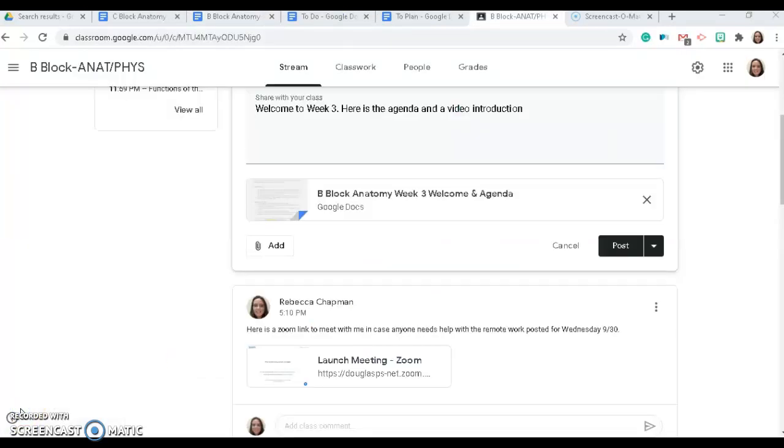The last thing I want to point out is yesterday I created a Zoom link. You do not have to attend this meeting. If you need help with an assignment, I'm going to have this Zoom room open for you to just pop in and ask questions. That'll be available from 7:30 to 11 in case you need help. If you don't want to go to the Zoom room, you can always send me an email.